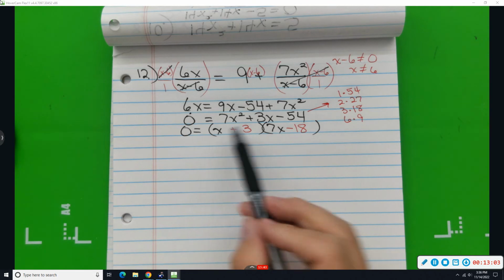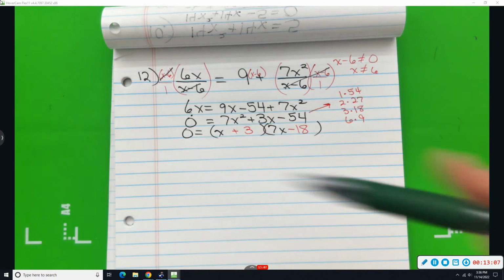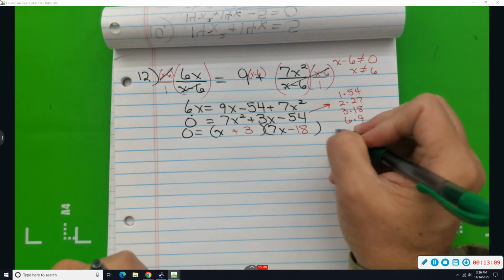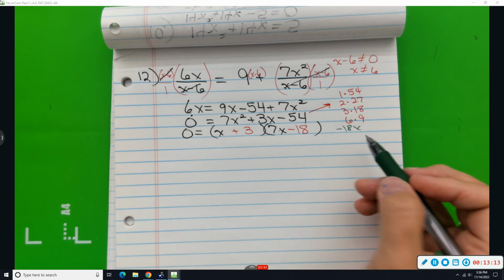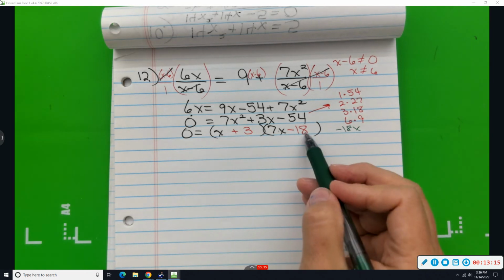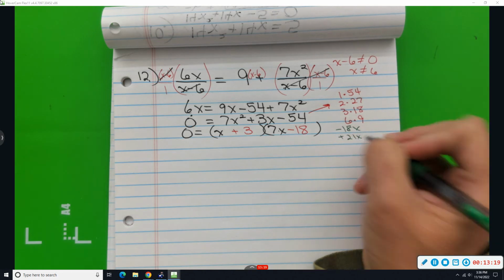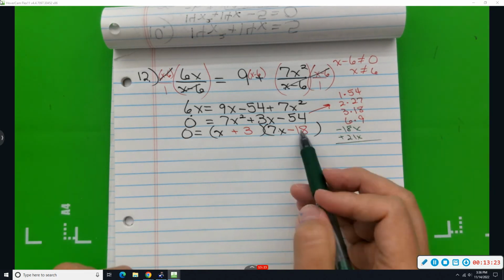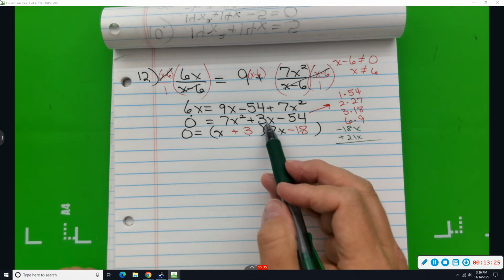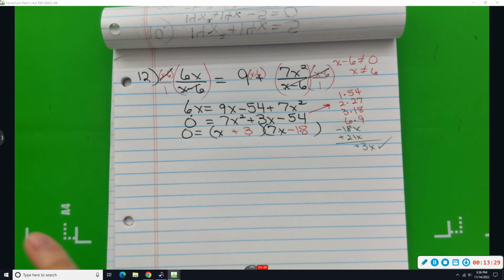If you check, the outer product is a negative 18x. Here I am checking. First is obviously 7x squared. So the outer is a negative 18x. The inner is a positive 21x. The last is a negative 54. Do the outer and inner combine together to give you that middle? I think they do. Set each factor equal to 0.